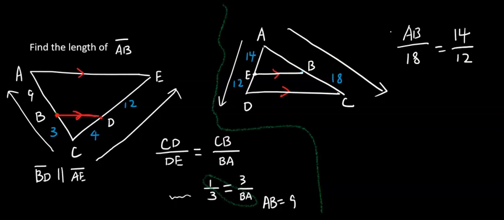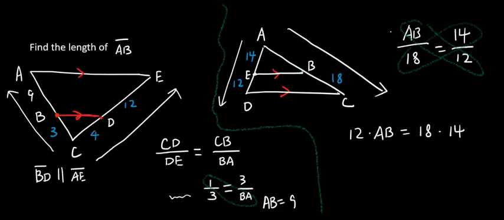Let's see what's happening. We're going to use cross multiplication, and we have 12 times AB is 18 times 14. Alright, I decided to travel light. I'm going to toss the things I don't need. So 12 is 2 times 6, times AB. 18 is 3 times 6. 14 is 2 times 7.